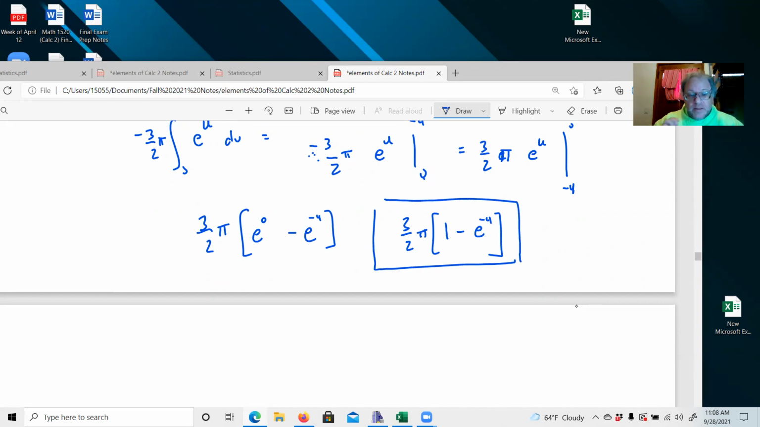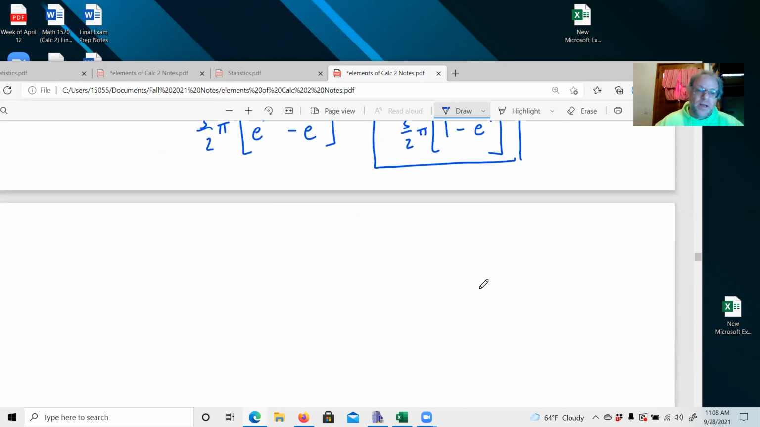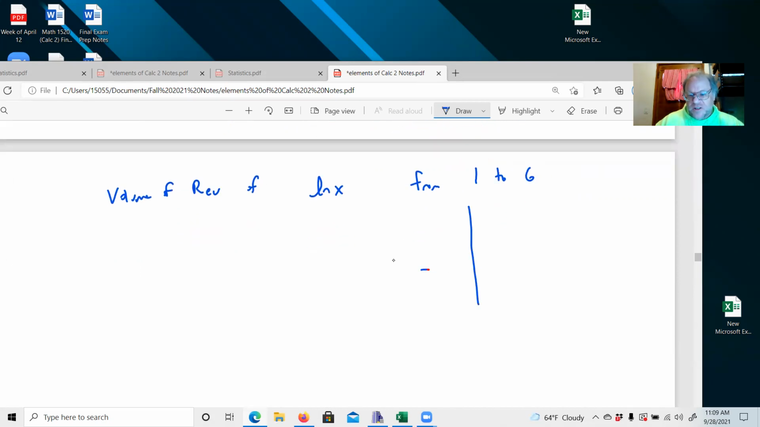All right. Let's try one that's a little harder. What if we want the volume of revolution of ln x from, let's go from 1 to, again, let's just choose 6, all right? 1 to 6. Why can't I use a 0? Try to take the natural log of 0. Doesn't work. Okay, so ln of 1 is 0, something like that. We're revolving this around the x-axis here.